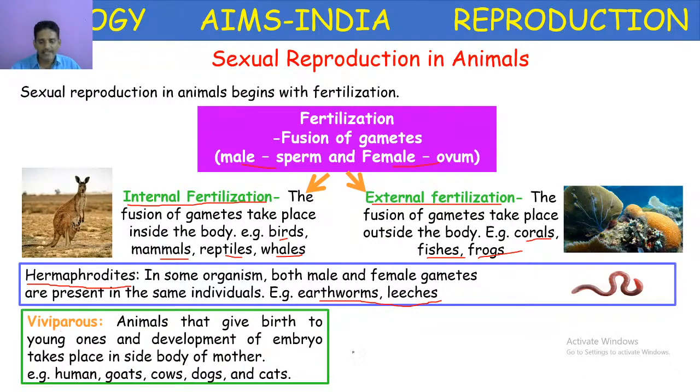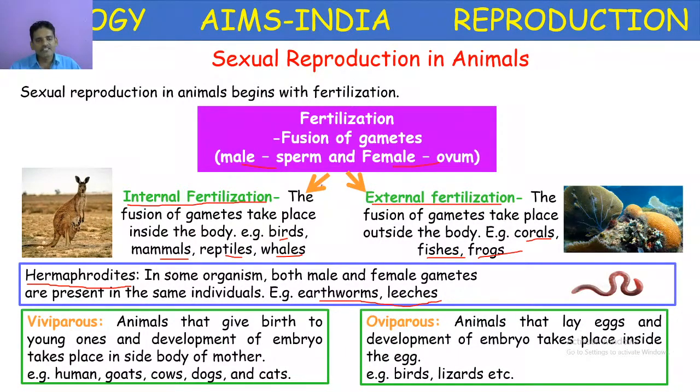Next, viviparous and oviparous organisms. Animals are categorized into two groups, viviparous and oviparous, depending upon how they reproduce. The animals that give birth to young ones, where development of the embryo takes place inside the body of the mother, are called viviparous animals. All mammals are viviparous: humans, goat, cow, dog, cat, rat, bat. These are higher vertebrates.